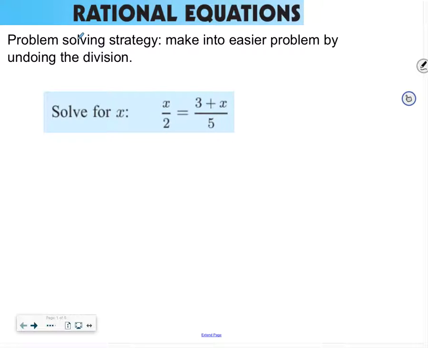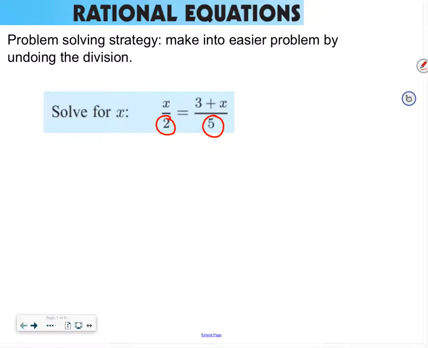So our problem solving strategy that we're going to want to use when solving rational equations is we want to make it an easier problem. We want to make it a linear problem. Well, to make a rational problem linear, we want to undo this division. So here in this example, we want to undo this dividing by 2. We want to undo this dividing by 5. Those are complicating solving this equation. So let's first try and make it an easier problem.